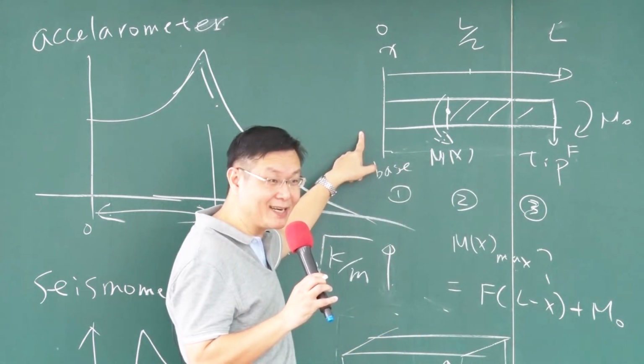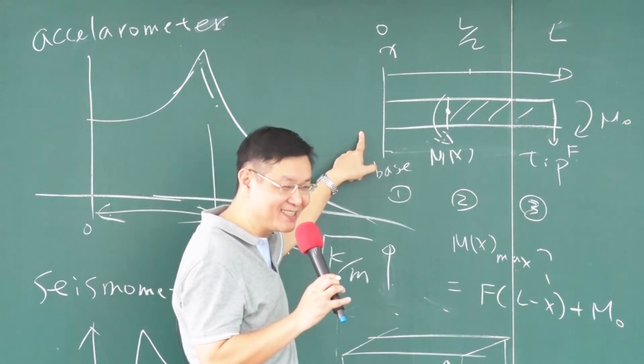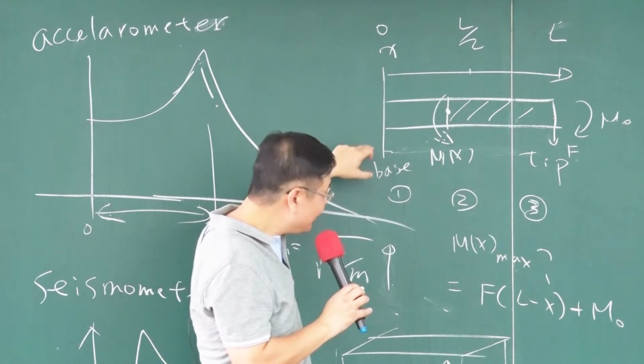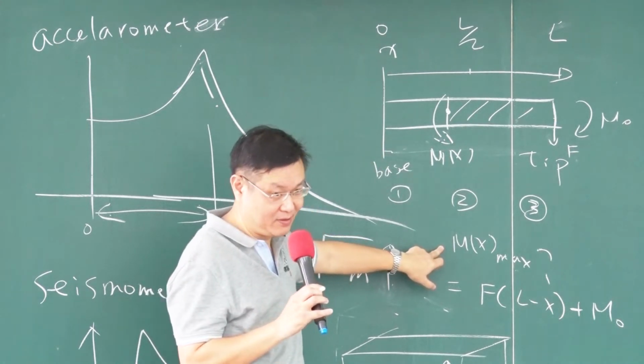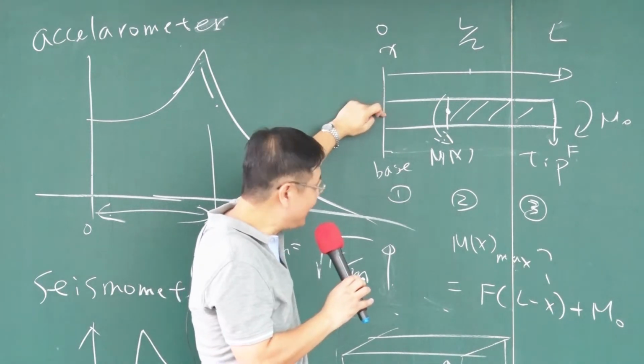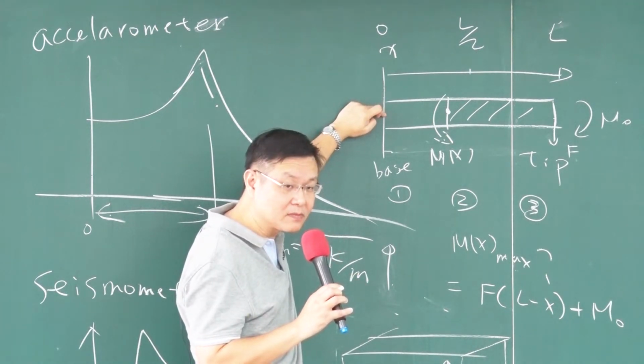That means your moment arm will be the longest. Understood? Okay. So in that case, you get the largest bending moment, at the end here.